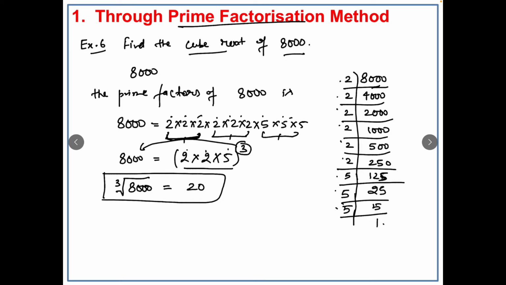That's how we find the cube root of any given number. First find its prime factors, and in the prime factors look for the triplets. We have one triplet of number 2, another triplet of number 2, and one triplet of number 5. We'll take one digit from each, so 2 into 2 into 5, and put the whole cube, and when you shift this power 3 onto the left hand side, this will become cube root. The cube root of 8000 equals 20. That's the answer. That's how we find the cube root of a number using the prime factorization method.